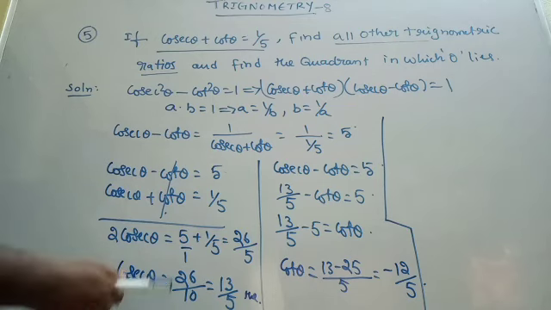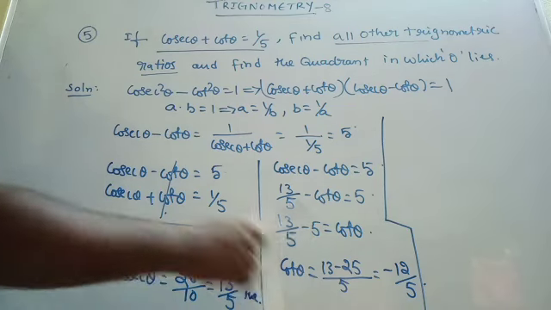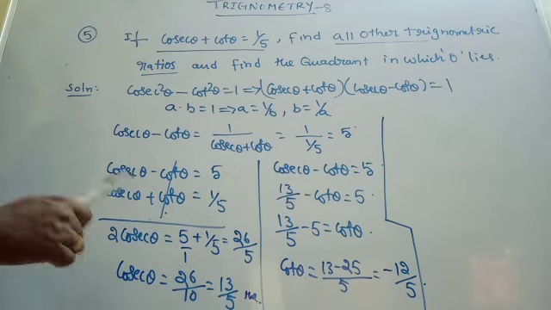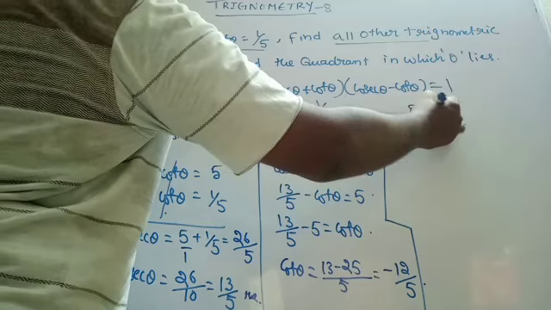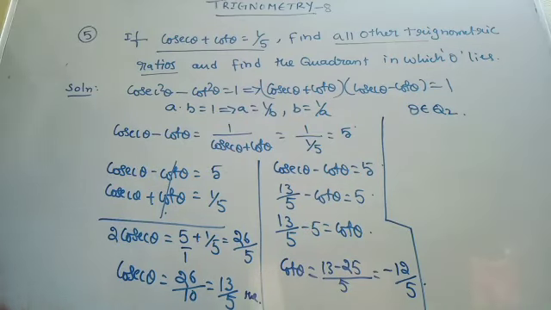In second quadrant cosecant theta, 1 by sin theta, is positive and cot theta becomes negative. This is possible only in second quadrant. Therefore theta belongs to Q2. One answer we have got here. Now we need to find other trigonometric ratios.